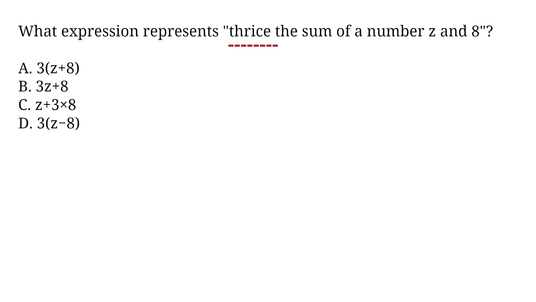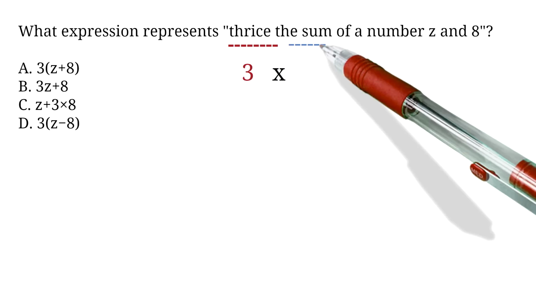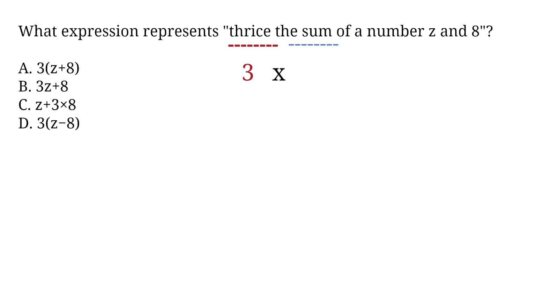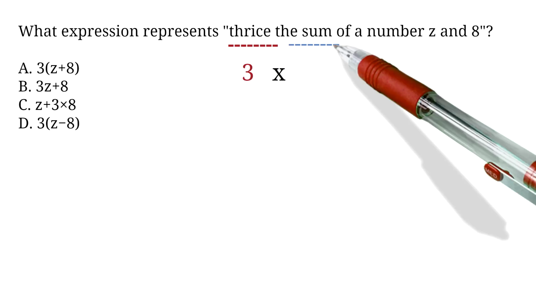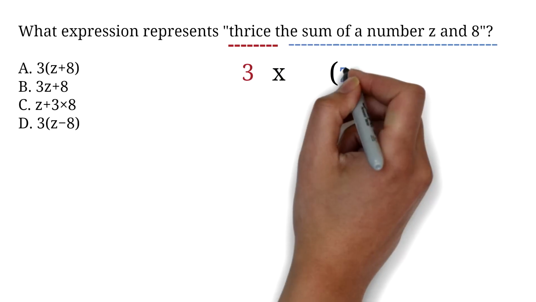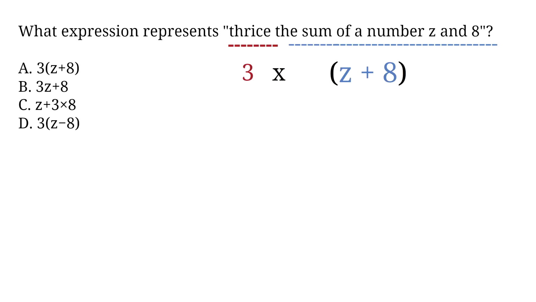Thrice means 3 times. Sum is addition, but it's a group word, so you have to put the values in parentheses. The sum of z and 8 will be in parentheses, z plus 8. When you have times in front of parentheses, you can take it off. So our answer is option A.